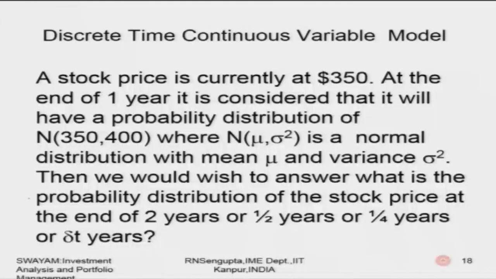So, N(mu, sigma squared), which is here, is a normal distribution with the mean value of mu and a variance of sigma squared. Then we would wish to answer what is the probability distribution of the stock price at the end of 2 years, or half a year, or 1/4 a year, or some delta t period. And here I would like to go into the discussion of how the standard deviation and the variance are dependent on time. That would be an important fact to consider.